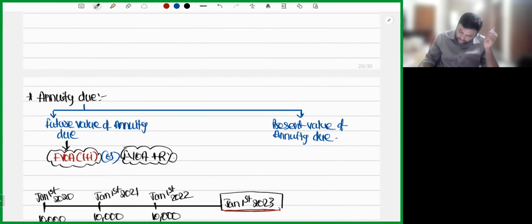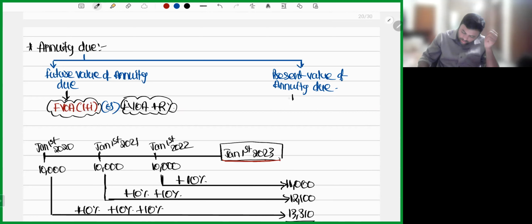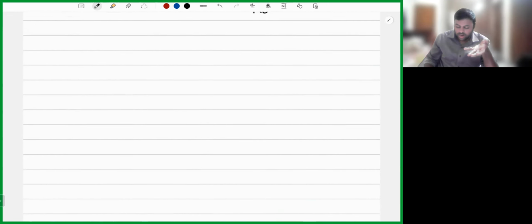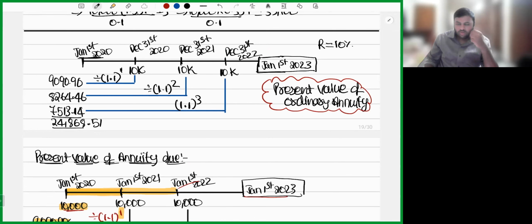Now, if I want to write here, this is present value of ordinary annuity. If I want to write present value of annuity due, I'll write present value of ordinary annuity into 1 plus i, or I will do present value of ordinary annuity plus R percentage. Simple, sir. Game over related to annuity due. But what about ordinary annuity? You gave such a complicated procedure for ordinary annuity. How will we do in the examination if 10, 20 years are there?